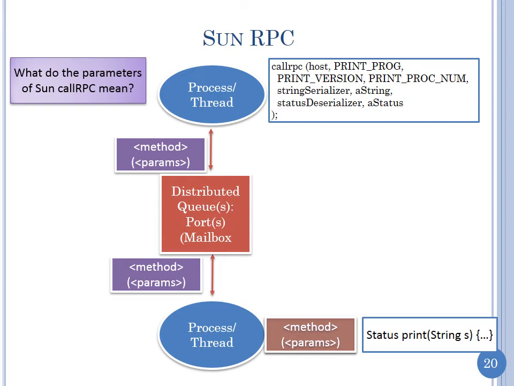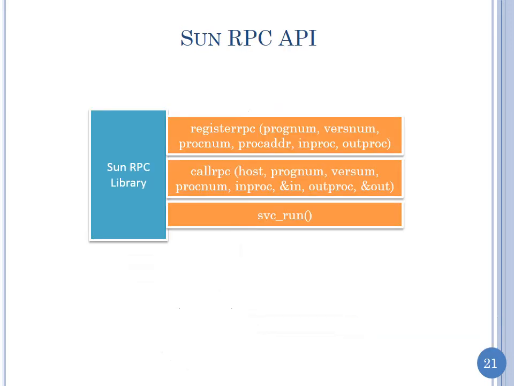So to understand this even better, let's look at the lower level abstraction, Sun RPC, and try to understand what the different parameters of call RPC really mean. To understand what's really going on, let's go and see the library in more depth.